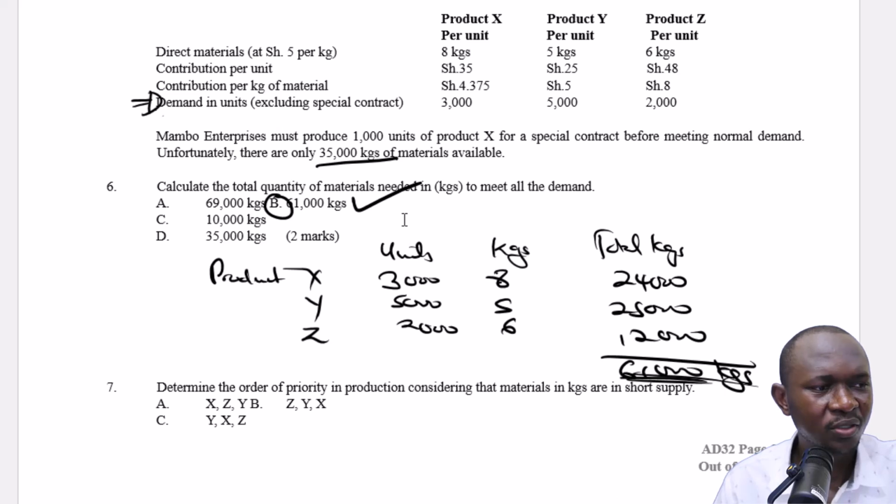So if those are the contributions per unit, then the question is, which units do we produce first? Which units do we produce second? Which units do we produce third? Based on the priority.